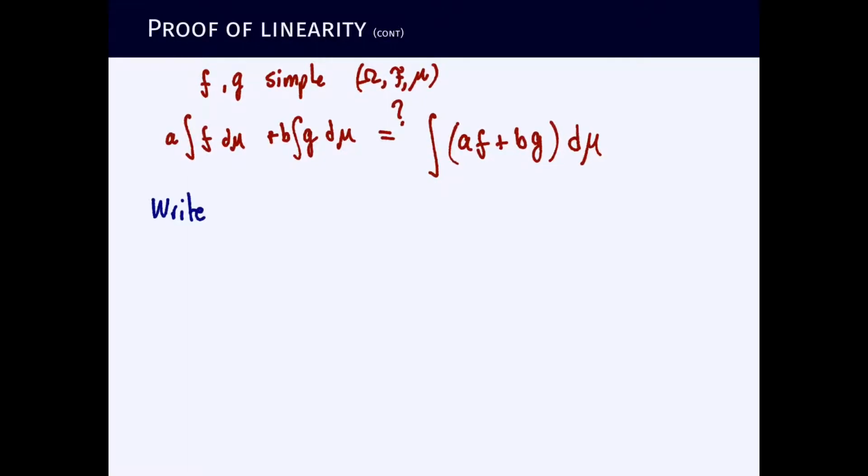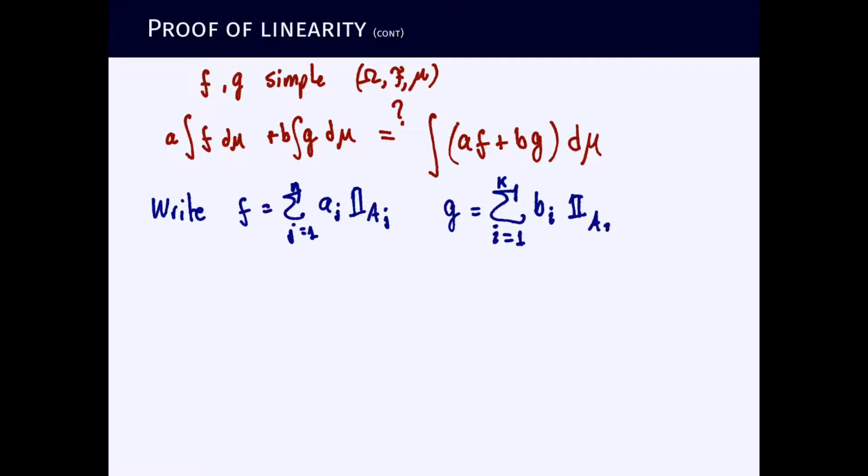For that, we write f equal the sum where j goes from 1 to n of aj, indicator of Aj. And we can write g, and I'm going to use different indices because I'm going to mix them soon, and it's better to have different indices, even if it doesn't matter at this point. Going from 1 to k, not n, of bi, indicator of Bi. We can write them like this because by assumption they are simple.